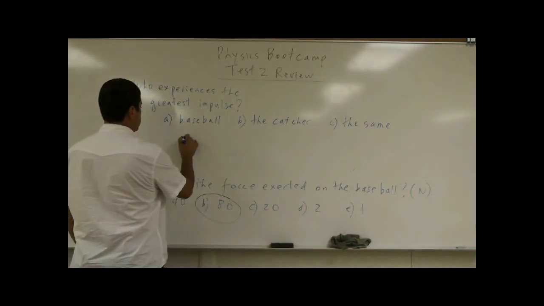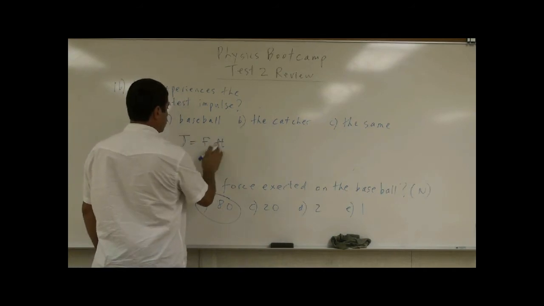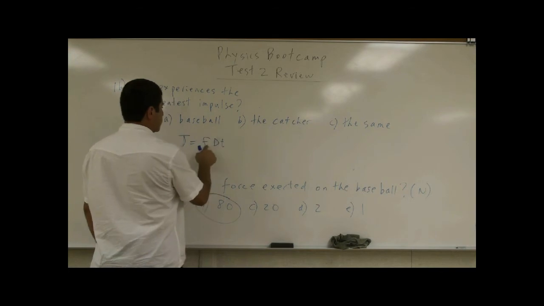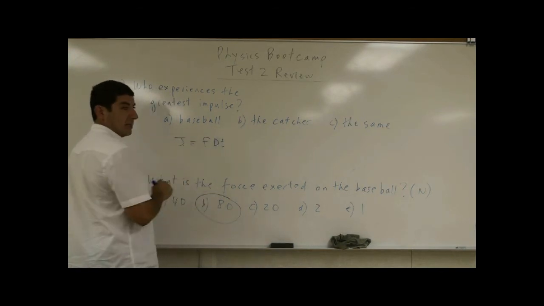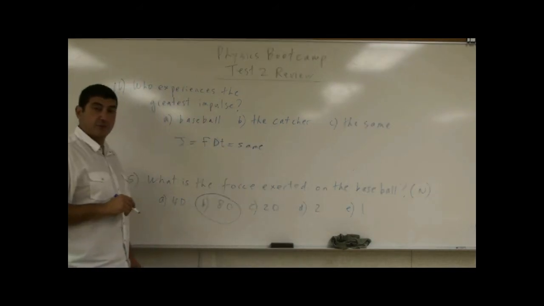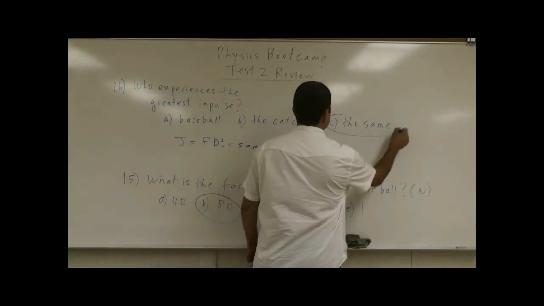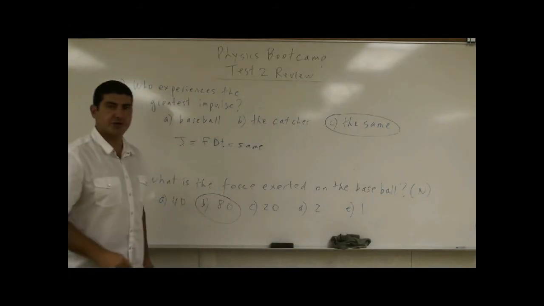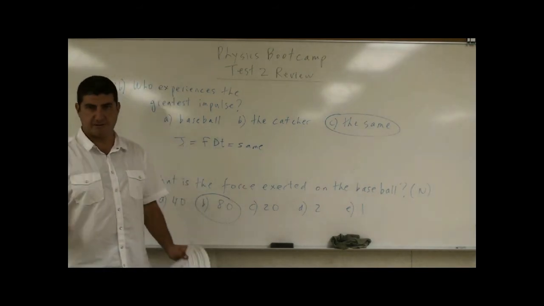So J is equal to F delta T, right? Since the force and the delta T are the same, that means the J is the same. The J is the same for both objects. So the choice should be C. They both experience the same impulse. They both experience the same force.